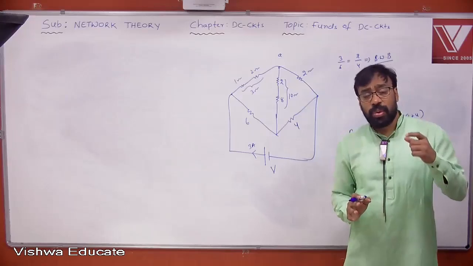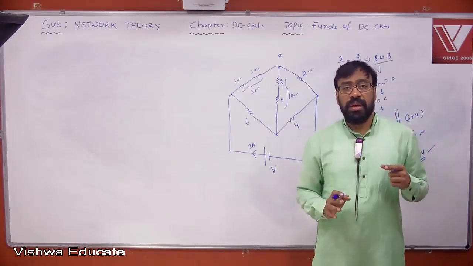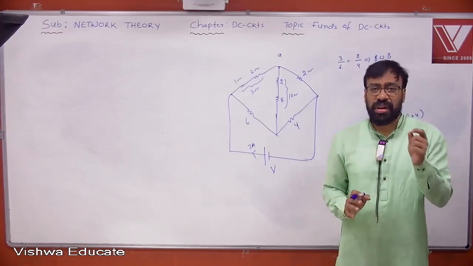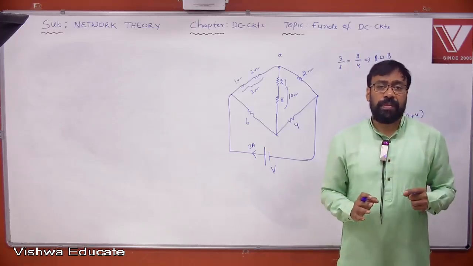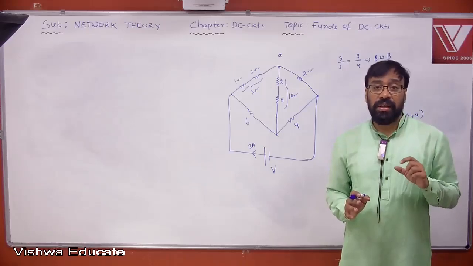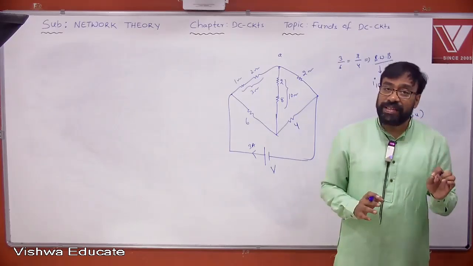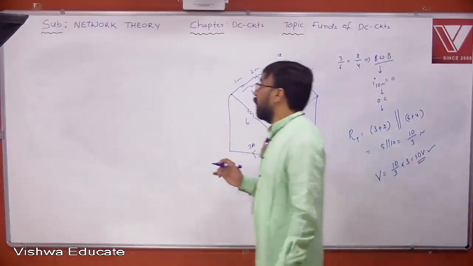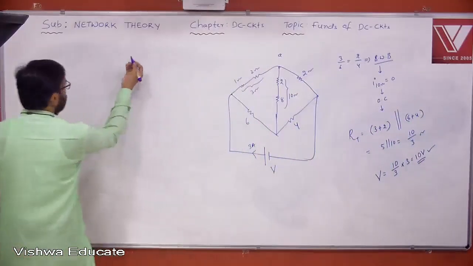Usually the single source networks can be solved using simple methods like current division and voltage division methods. Multi-source networks, usually they can be solved using node analysis and mesh analysis. It's very simple: any network, the networks are of two types.